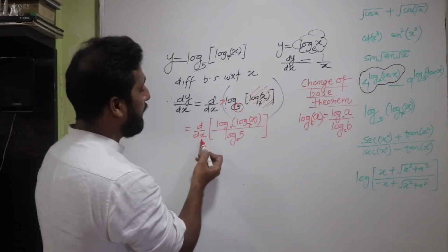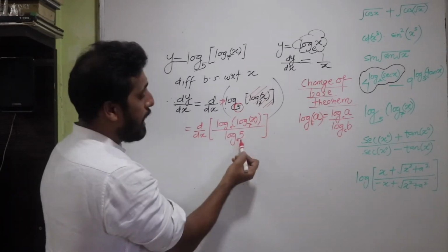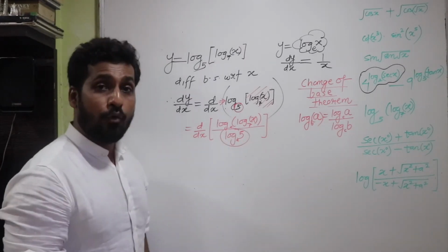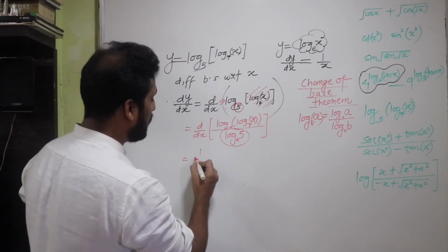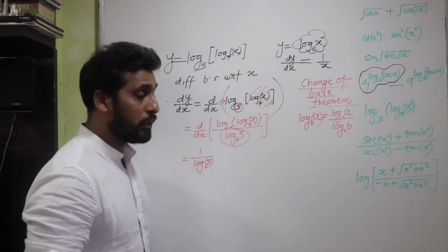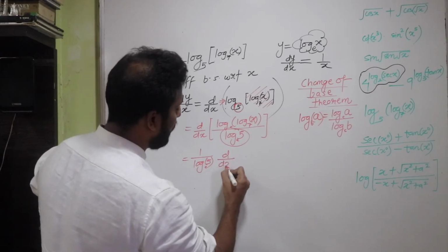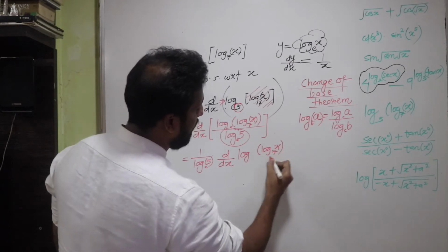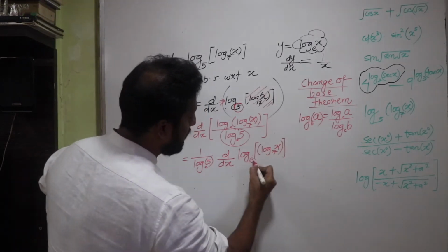Now if you observe the derivative, there is something in x and the denominator is log of 5. This is entirely a constant term. Log of 5 is a constant term, so let's take it outside. So 1 upon log 5 to the base e is taken outside, and we have the derivative of log x to the base 7, and the entire log now has base e.